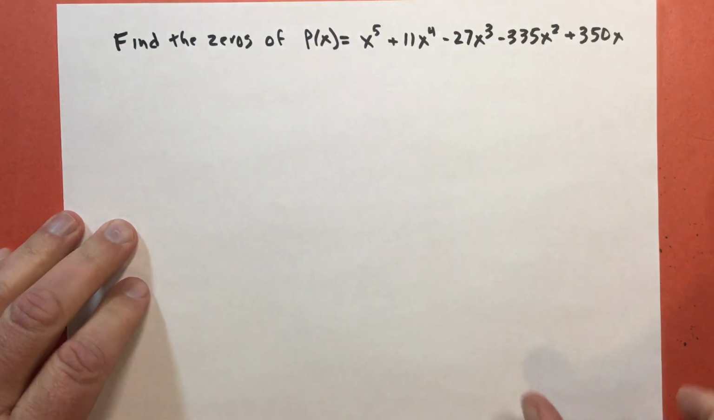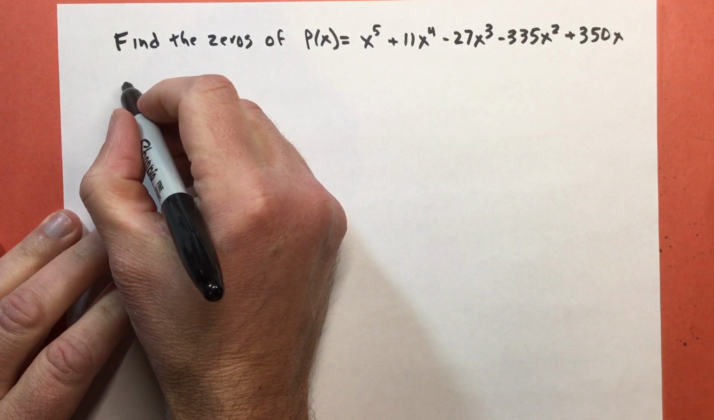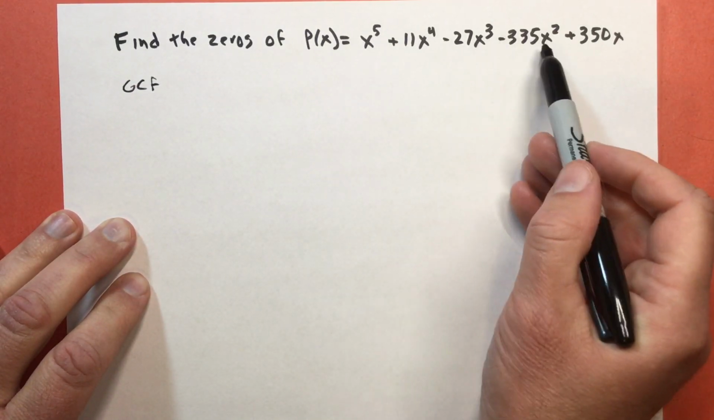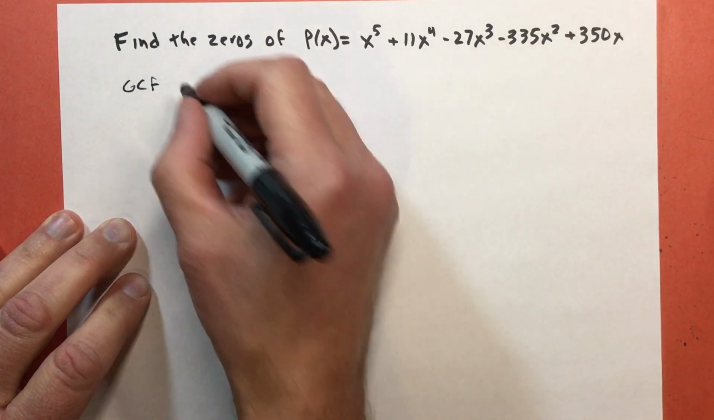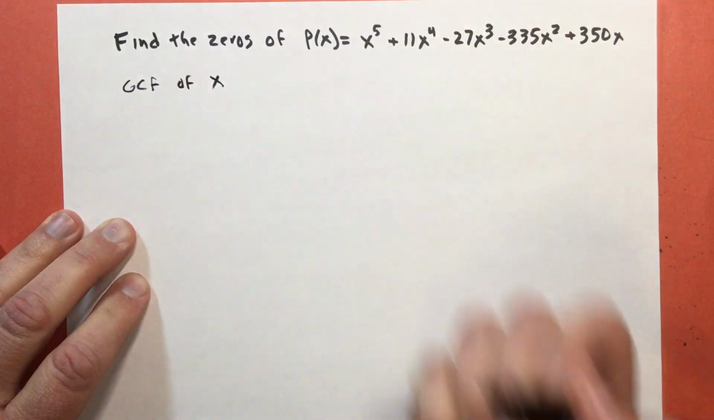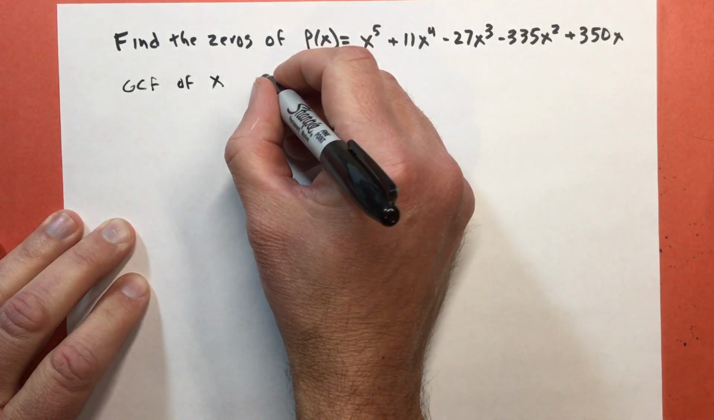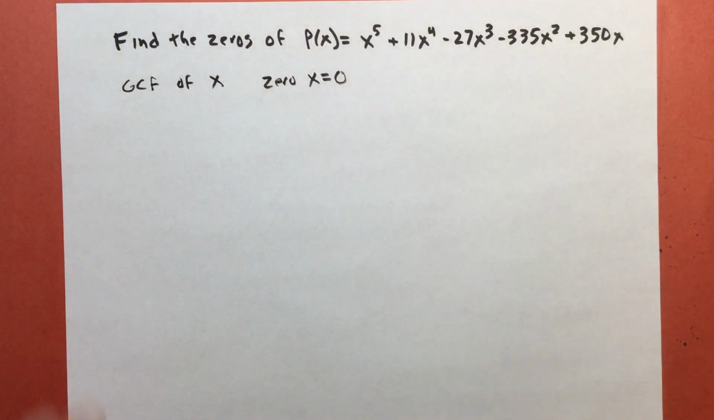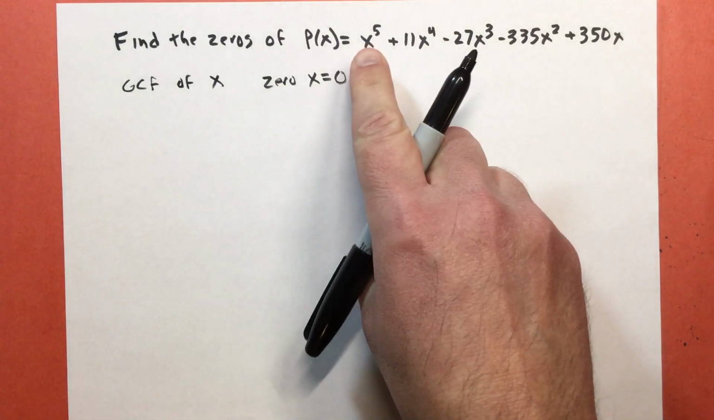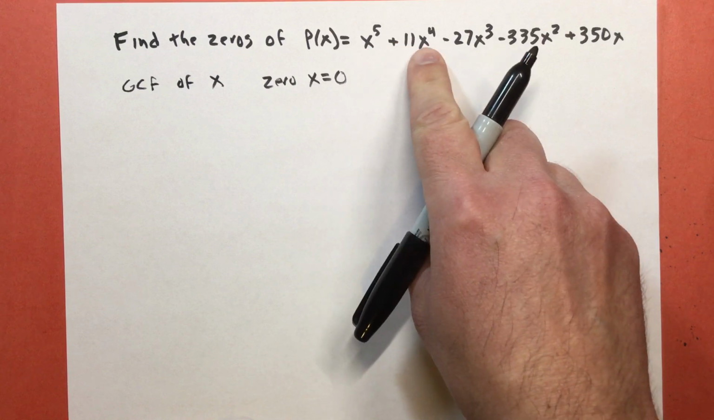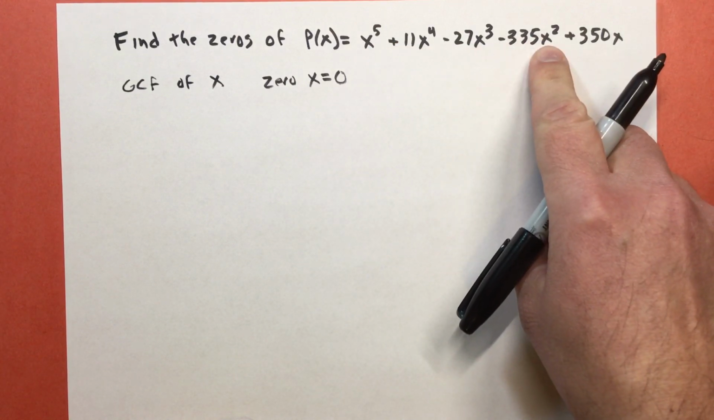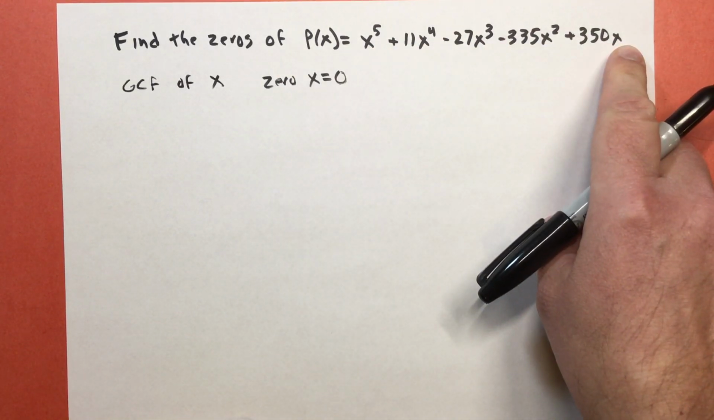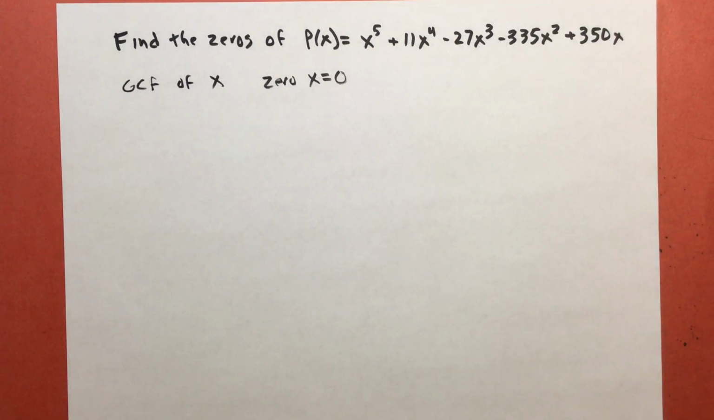I'm going to do it by factoring. And I have a GCF. So I have x, x, x, x, and an x here. There's a GCF of x. So that means that I have a zero: x equals, get this, 0. And if I look at it, 0 to the fifth power, 0 to the fourth power, 0 to the third power, 0 to the second power, 0, those are all 0. So everything here just becomes 0 plus or minus 0, which is 0. That one kind of makes sense.